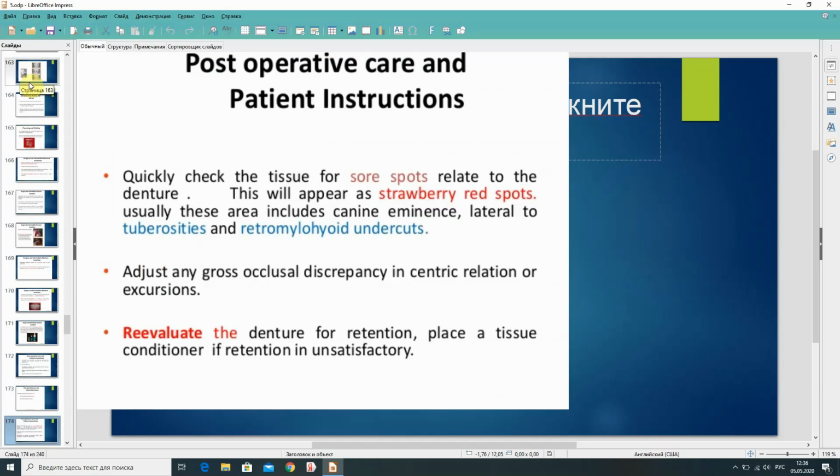Post-operative care and patient instructions. Quickly check the tissues for sore spots related to the denture. These will appear as strawberry red spots. Usually these are located at the canine eminences, lateral to the tuberosities, and at retromylohyoid undercuts. Adjust any gross occlusal discrepancy in centric relation or excursions. Reevaluate the denture for retention. Place a tissue conditioner if retention is unsatisfactory.